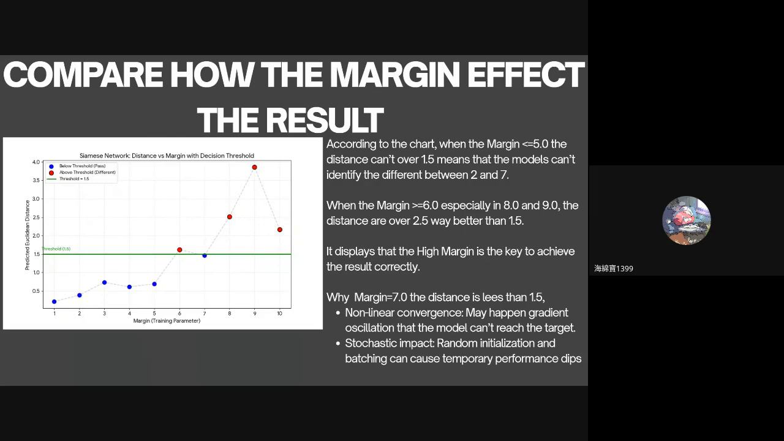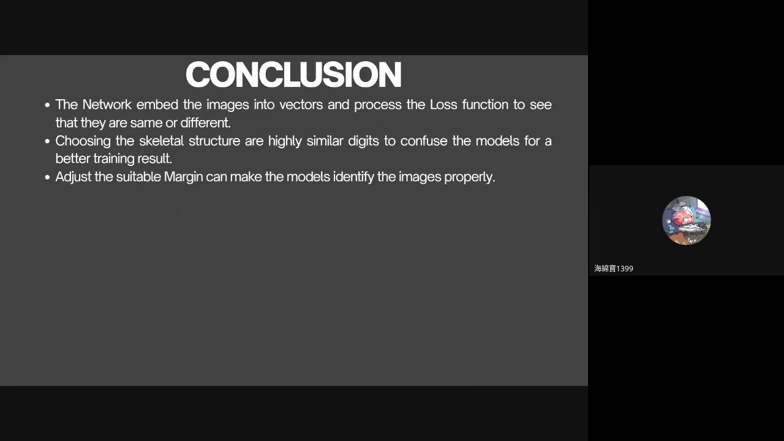And next is our conclusion. Next page. And here's our conclusion. The network will embed our images into vectors and use the vectors to process the loss function to see whether they're the same or different. Choosing structurally similar digits can help you get better training results. And choosing suitable margins can make the model identify the images more properly.